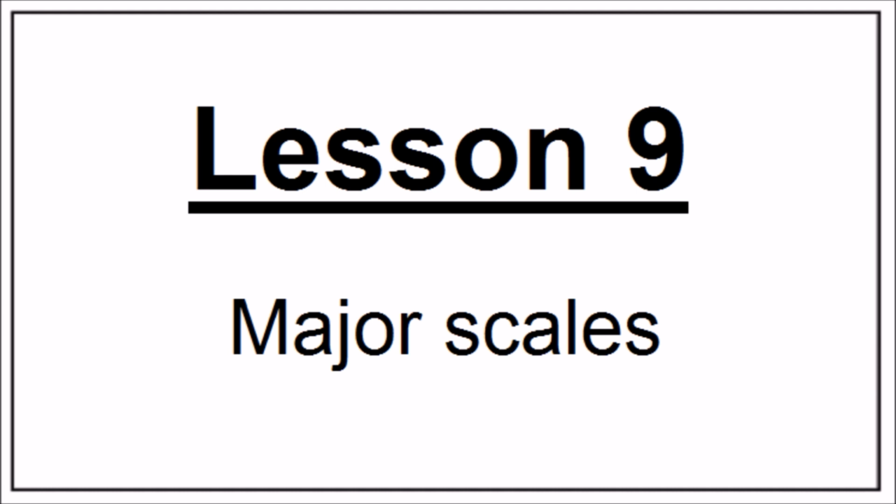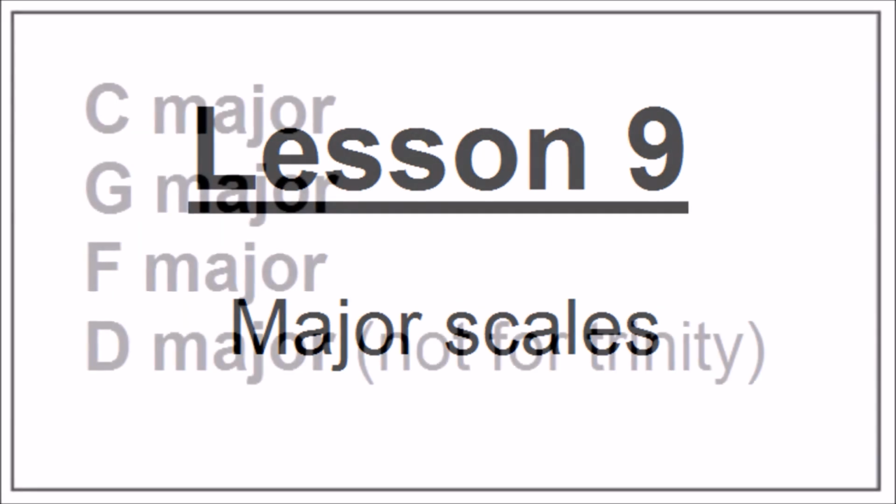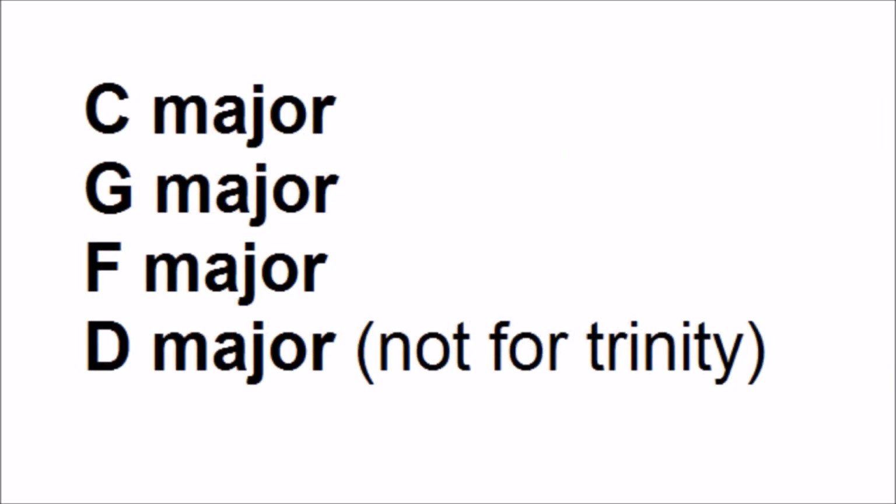In grade 1 ABRSM theory, there are only 4 keys or scales that you need to know: C, G, D, and F major. In grade 1 Trinity theory, you will not need D major, but it is included in this lesson to cover all bases.